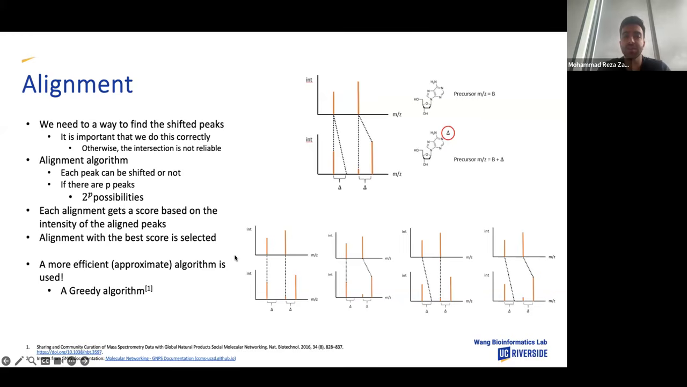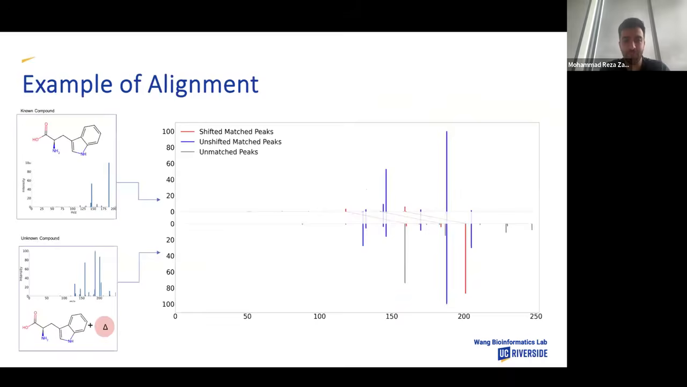However, there is an algorithm that does this approximately, using a greedy algorithm, and it has been developed in the GNPS, and this is the alignment algorithm that we're using. Here you can see an example of the alignment between the 2 compounds we were discussing. The red ones highlight the shifted peaks, and the blue ones highlight the unshifted peaks. And the gray ones are the peaks that are not matched by our alignment algorithm.